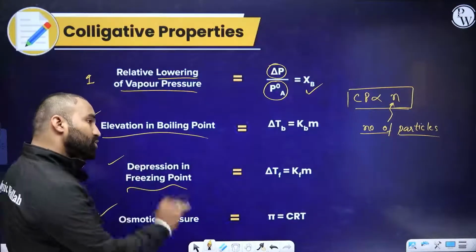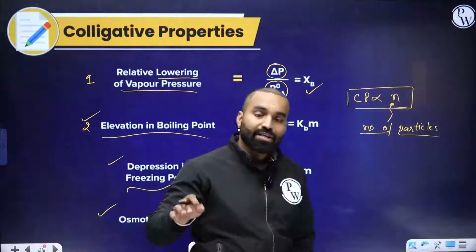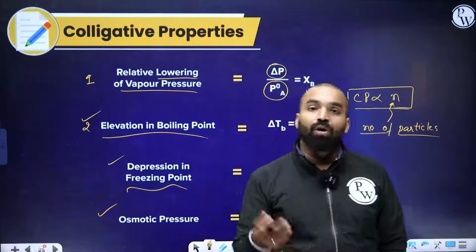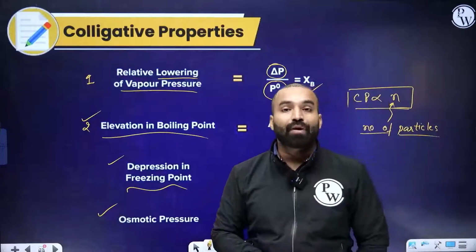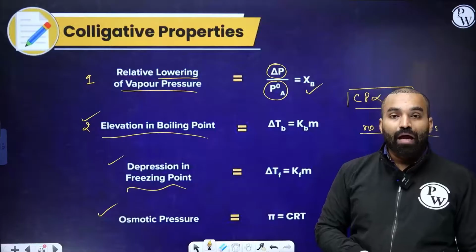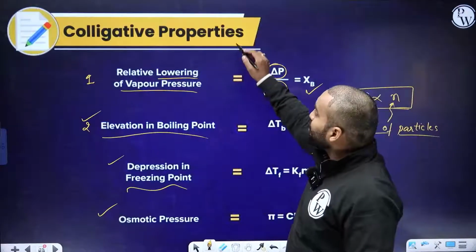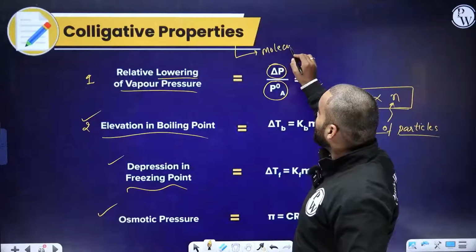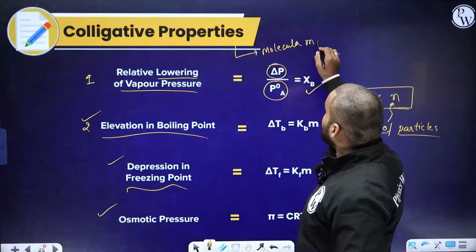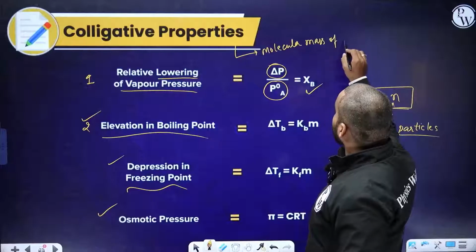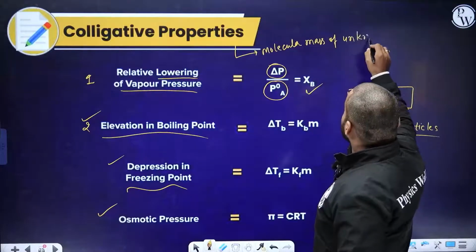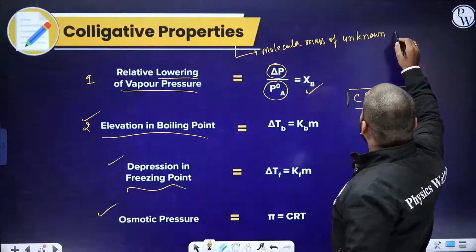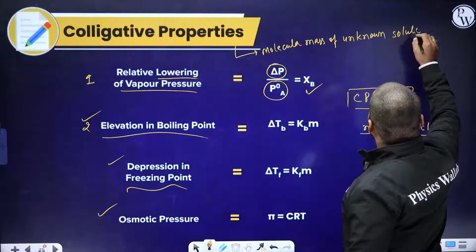What is the use of this colligative property in the first place? It is to calculate the molecular mass of the unknown component added to a mixture. I'm repeating, the colligative properties are basically used to find out the molecular mass of an unknown solvent or solute.